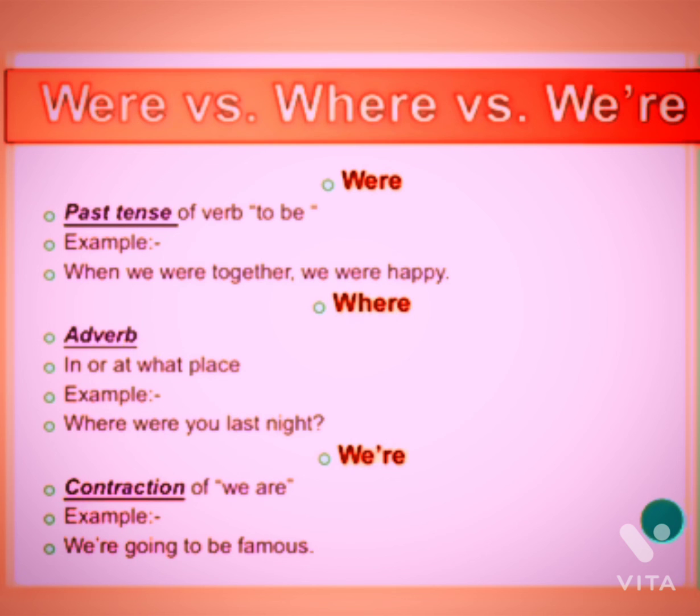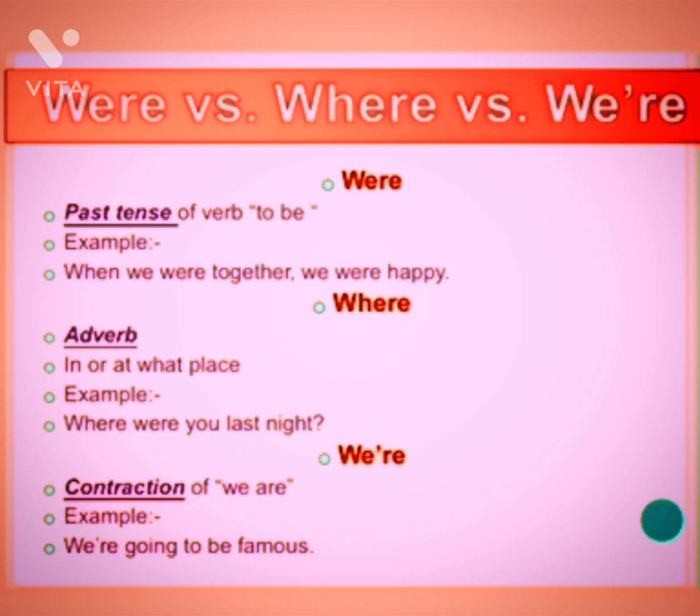Were. Now there are three. Were is the past tense of the verb to be. When we were together, we were happy. Where is an adverb. In or at what place. The meaning is in or at what place.